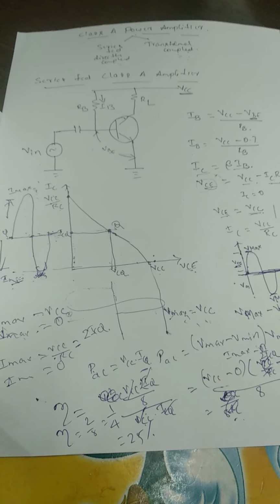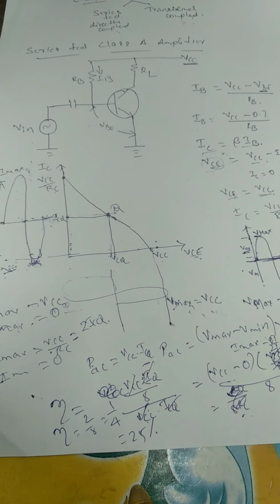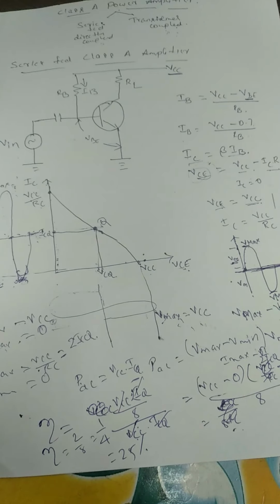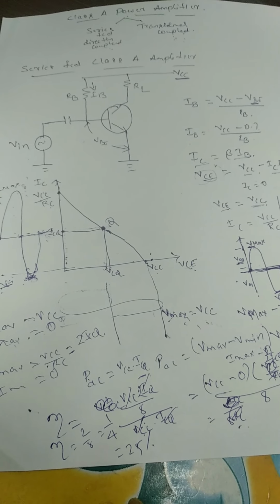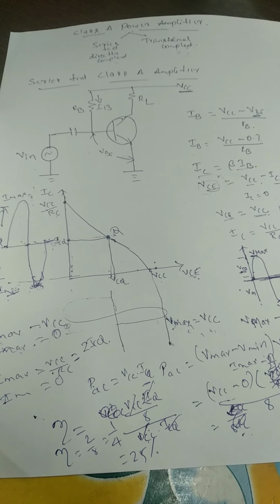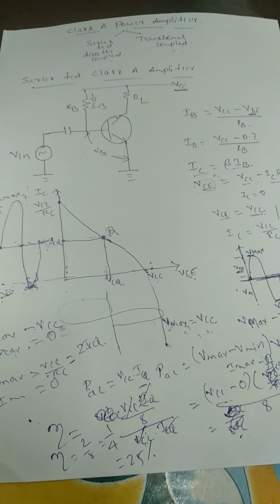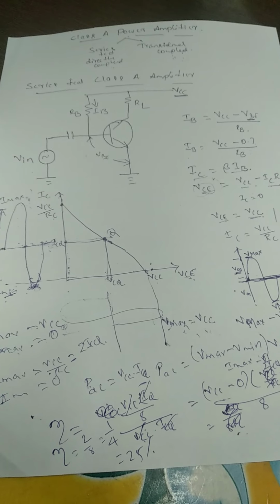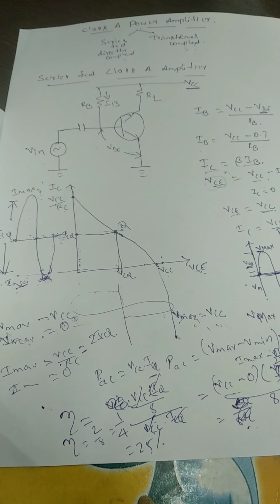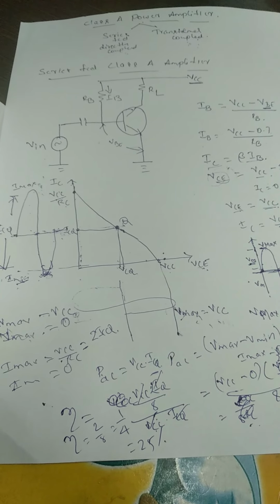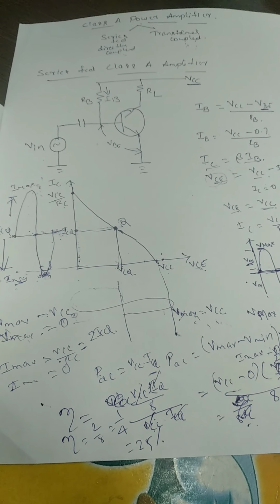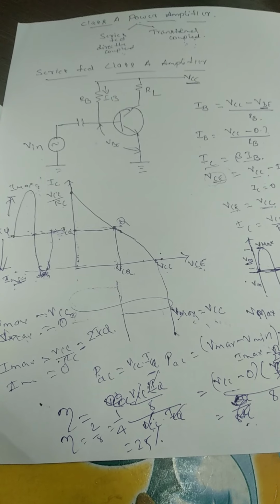So they'll ask for the derivation: prove that the maximum efficiency of a series FET class A power amplifier is 25%. You need to draw the circuit, say what the DC bias point is, how you get the load line, what the maximum AC current and the output are, and then take the efficiency, etc. Okay, thank you.